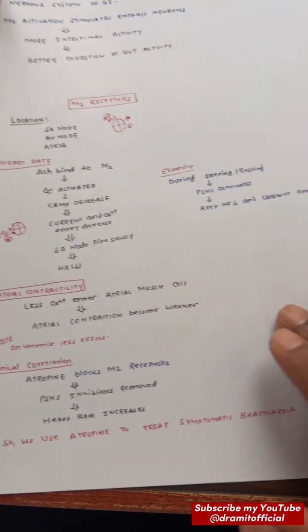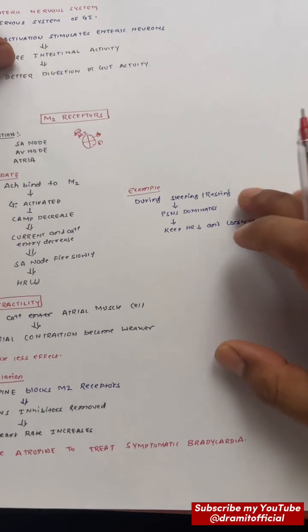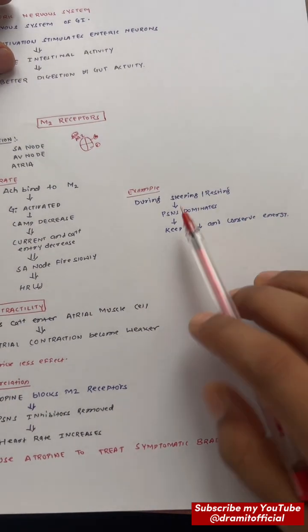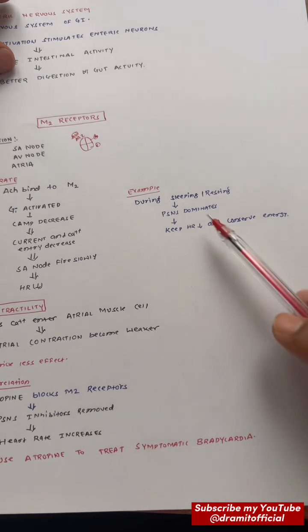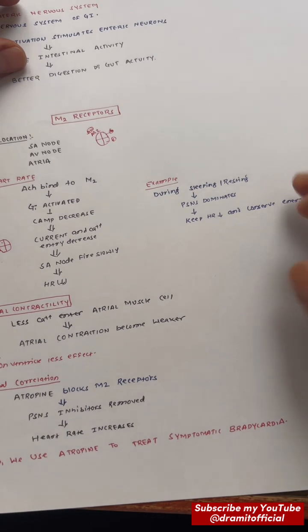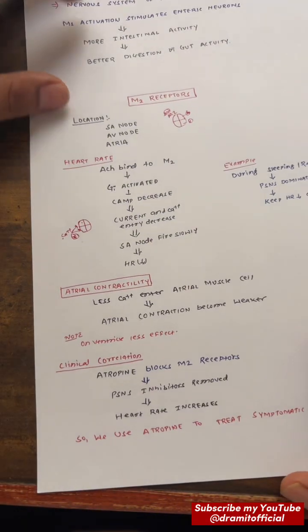Suppose this example is when you are sleeping. During sleeping or resting, we know that our parasympathetic nervous system dominates. So in that stage our heart rate decreases, which helps to conserve energy. So this is how it works in our heart.